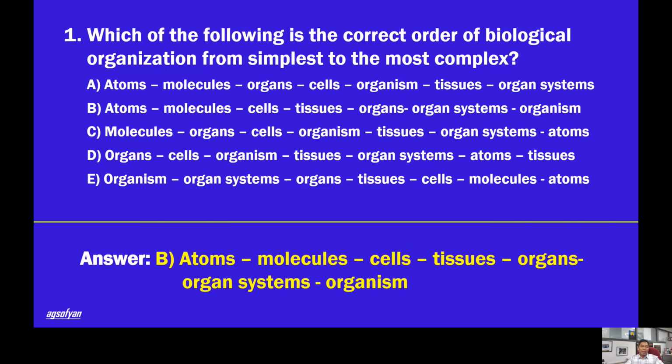Okay, if your answer is B, atoms, molecules, cells, tissues, organs, organ system, then organisms, then it is correct. So remember, atom is the smallest one, and organism is the most complex system in this sequence.